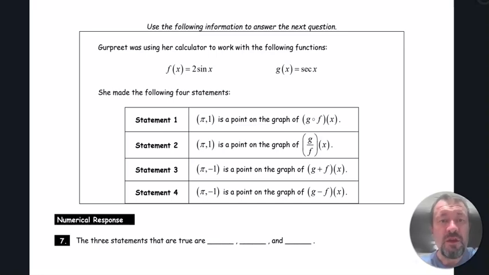All right, hi everybody. So for this particular question, we read that Gurpreet was using her calculator to work with the following functions, and so she's got f of x is equal to 2 sine of x, g of x is equal to the secant of x. And then she made the following four statements. Statement 1, (pi, 1) is a point on the graph of g composed with f.